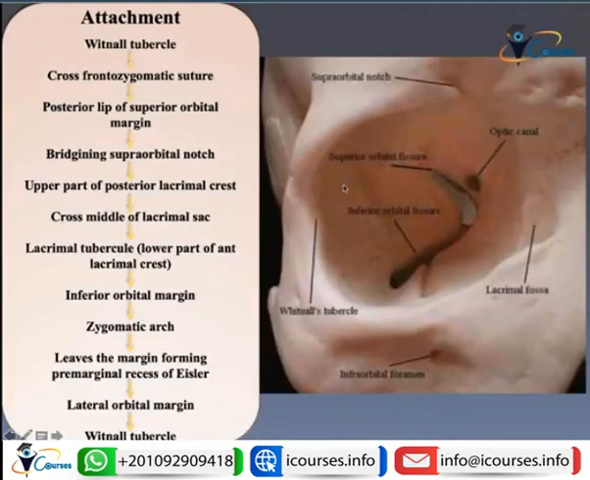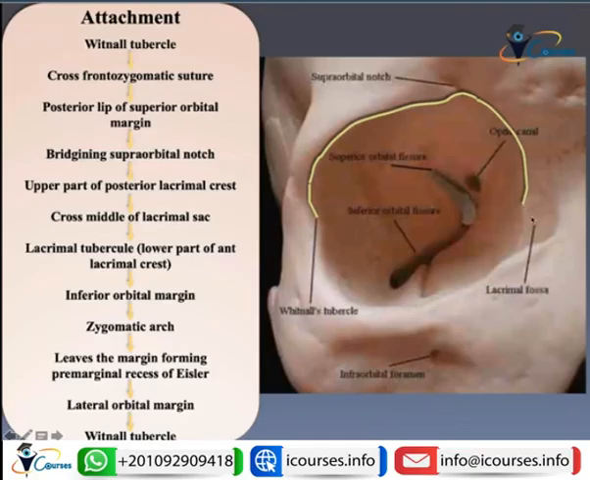Attachment of the orbital septum. The orbital septum has a unique attachment to the orbital margin. It starts at the Whitnall tubercle. Then it crosses the frontozygomatic suture and runs at the posterior lip of the superior orbital margin. Then it crosses the supraorbital notch. Then it descends to reach the upper part of the posterior lacrimal crest.